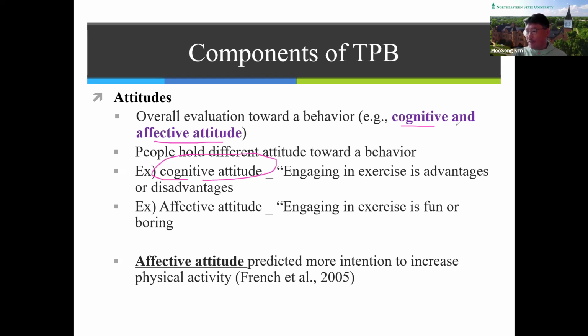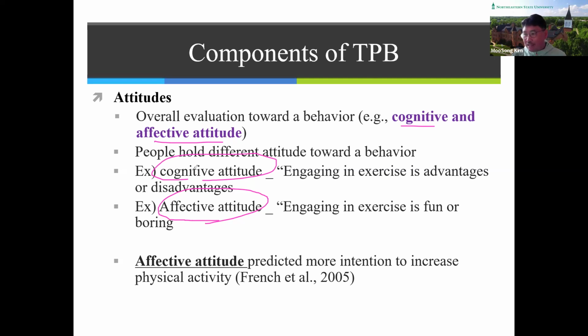As I mentioned, we have two different types of attitude, cognitive and affective. Cognitive attitude indicates some type of benefit, like advantages versus disadvantages. So cognitive attitude is the evaluation of the benefit of a certain behavior. For example, engaging in exercise is advantageous or disadvantageous. We evaluate that this behavior is good or bad, right? On the other hand, affective attitude is about the emotions, fun or not fun. So we also have a different attitude about exercise, especially affective attitude. Engaging in exercise is fun or boring.